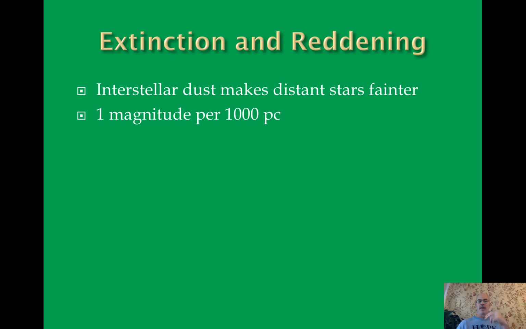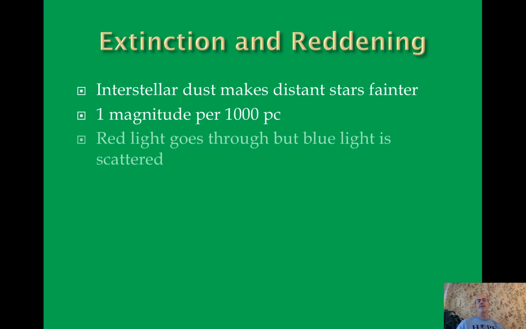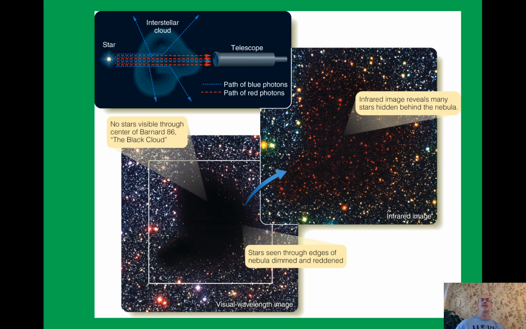So even though there are not a lot of molecules per, let's say, cubic centimeter, if you add them up, there's actually a lot. The red light glows through, but blue light is scattered. Now, here's a picture. If you look at the upper left, here's a star. White light comes through and passes through a molecular cloud.